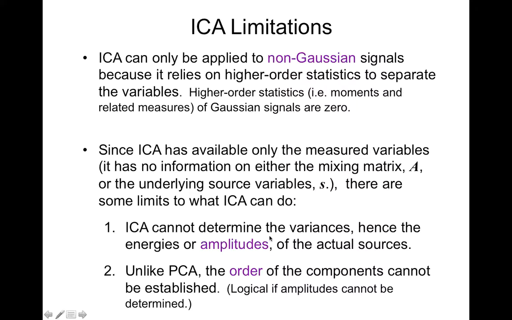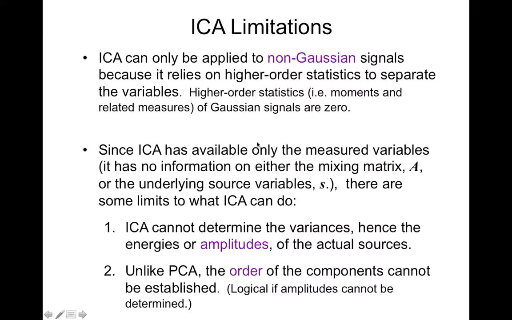So here are some of the limits. ICA can only be applied to non-Gaussian signals because it relies on higher order statistics to separate the variables. If you don't have a statistical background, higher order statistics are often called moments. The higher order statistics of Gaussian signals are 0, so we use this as a sort of test to determine Gaussianity.